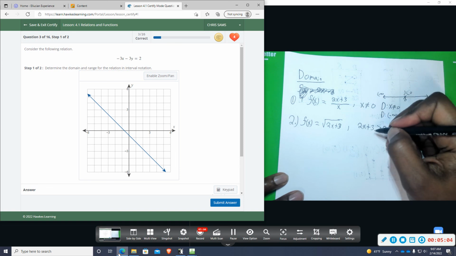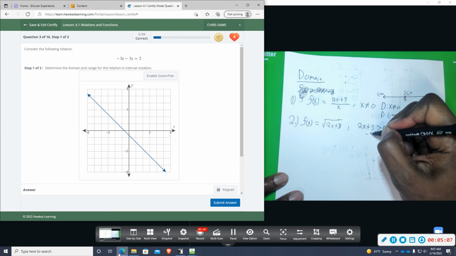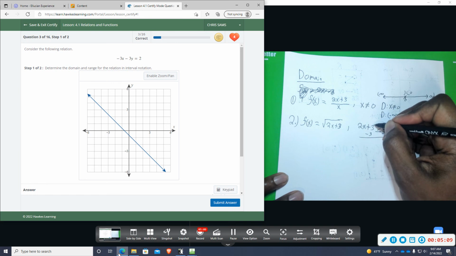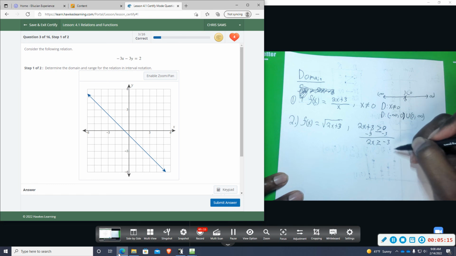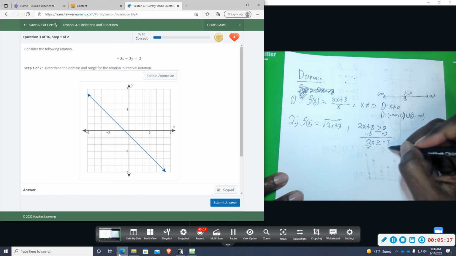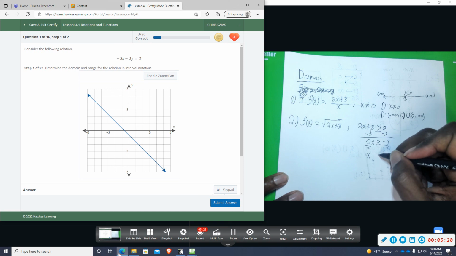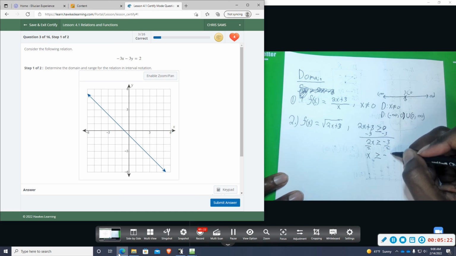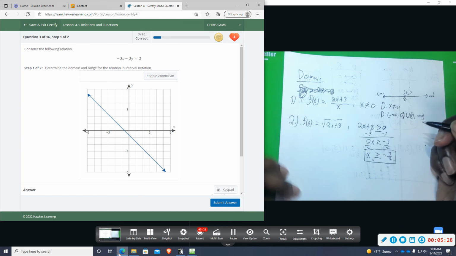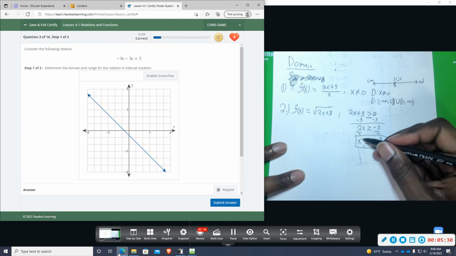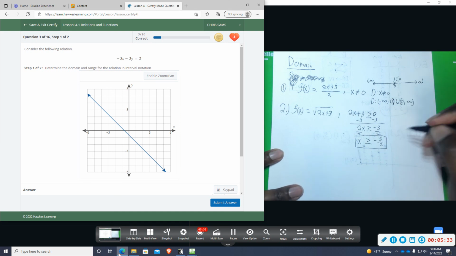And so you solve for x here. I would subtract 3. And then that would give me 2x is greater than or equal to negative 3. And then divide by 2. And that would give me x is greater than or equal to negative 3 over 2. So this is your domain here. You can use anything greater than or equal to negative 3 over 2. So you can just say domain like this. X is greater than or equal to negative 3 over 2.